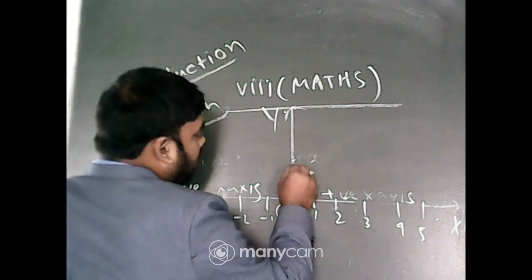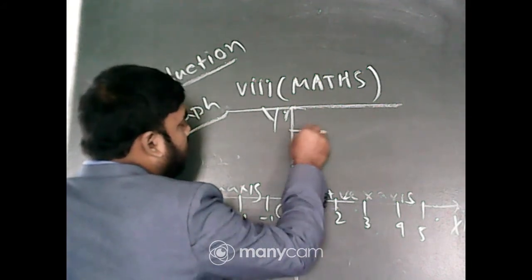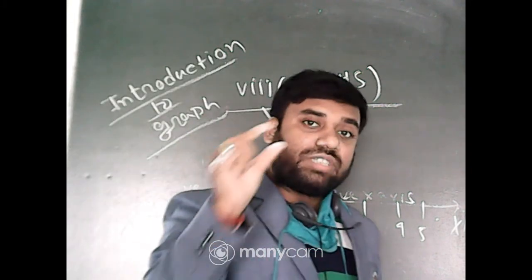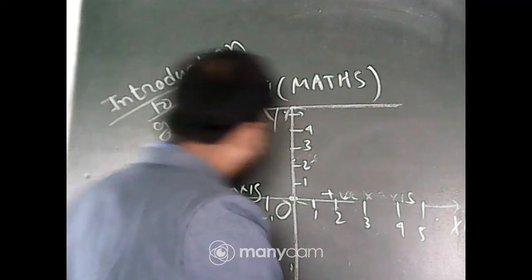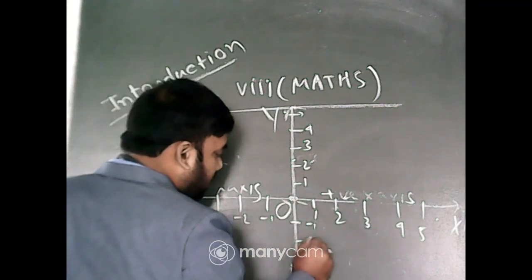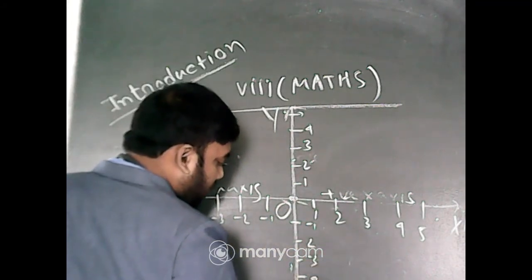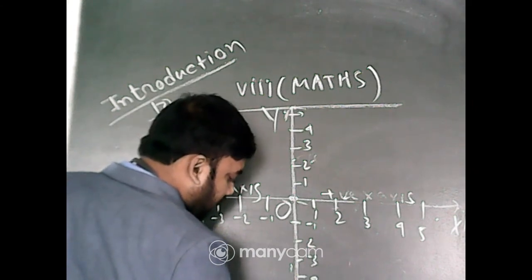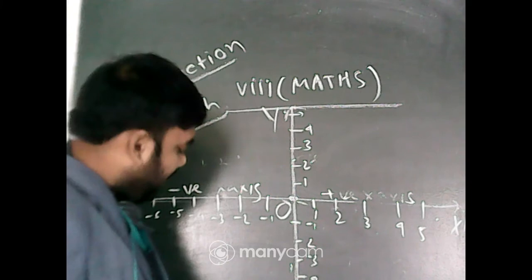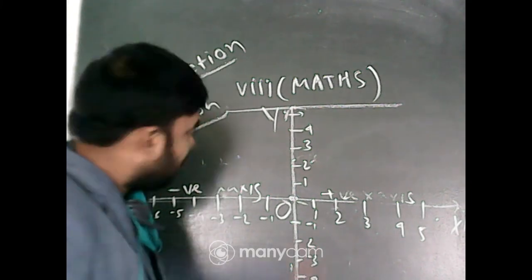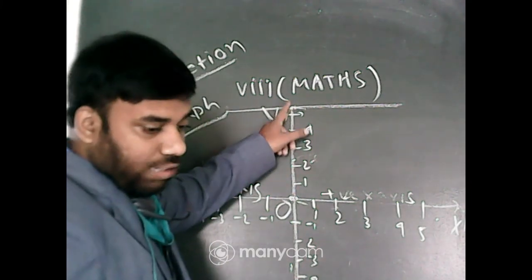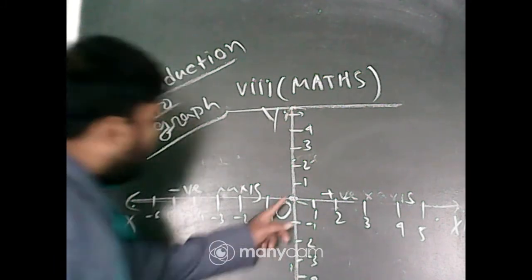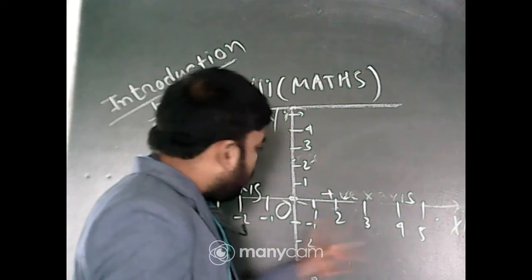And upward, that is 1, 2, 3, 4, 5. Each of them has the same distance, 1 unit. And downward it is -1, -2, -3, -4, -5, -6, -7, -8 and going on. Okay, that is up to infinity. That's why the arrow is given. Now, students, from 0 to this side, these all are positive.